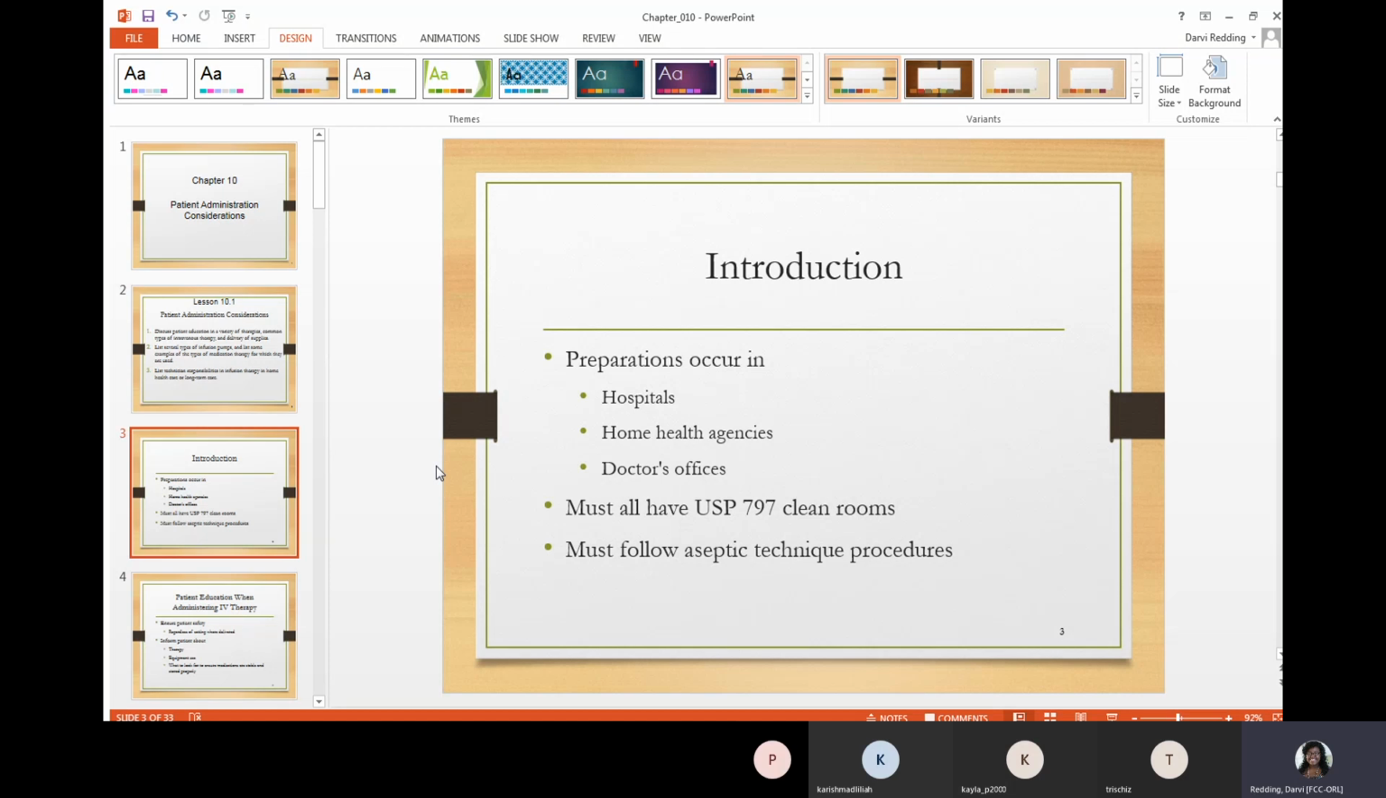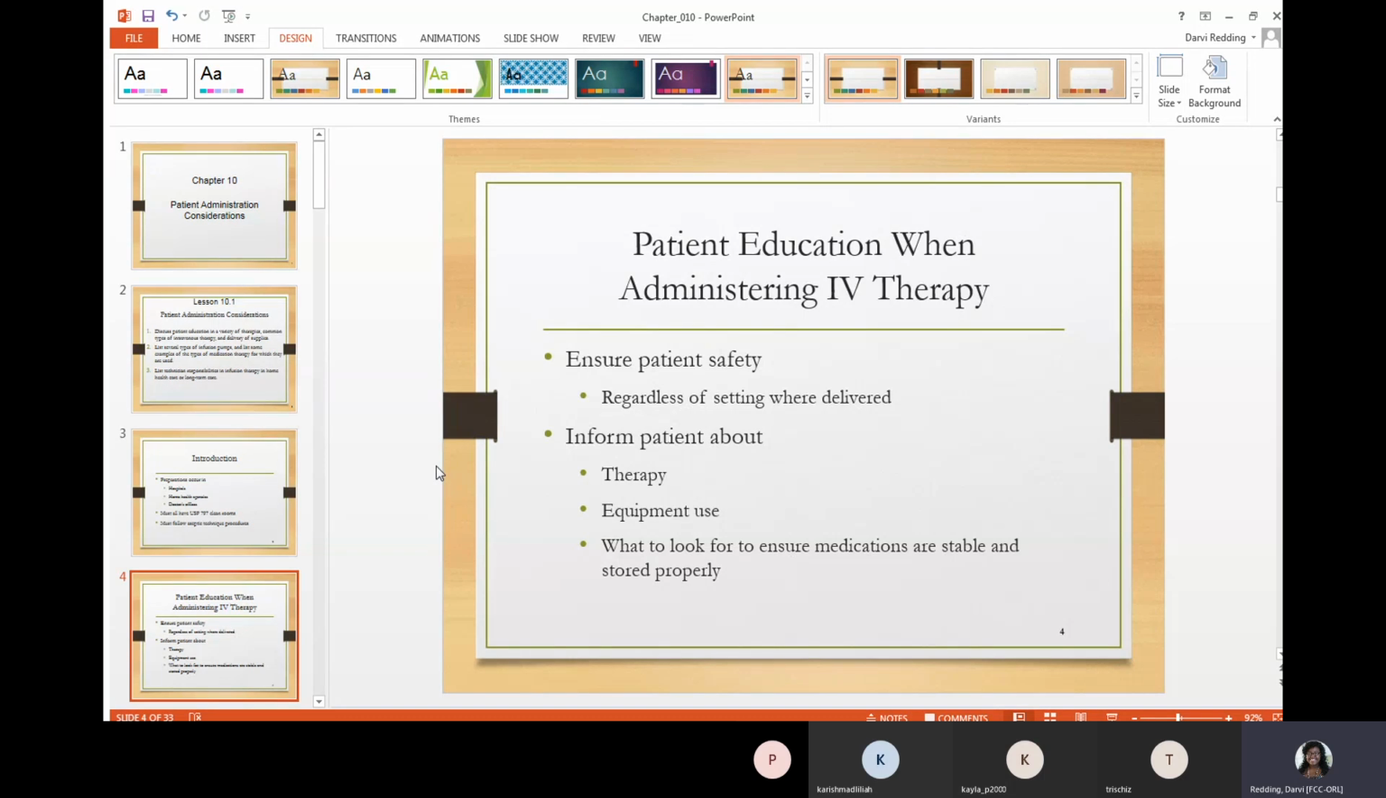So now that I've gone over a mini introduction in regards to how preparations occur and the guidelines that are supposed to be followed when sterile compounding is happening, we're next going to learn about some patient education when administering the IV therapy. It's always important that when IV therapy is administered, we always ensure the patient's safety. And this is always going to be a factor regardless of the setting where it's being delivered, whether it's a hospital setting, home health, or even the doctor's office. Patient safety should always be taken into consideration. So when you are speaking to the patient about the IV therapy, there is important information that the patient should be informed about, and that's going to include the therapy, the equipment that's being used, and also what to look for to ensure that the medications are stable and stored properly. When it comes to the equipment that's being used, we'll be getting into that in regards to things like catheters and also infusion pumps as we continue in this chapter.